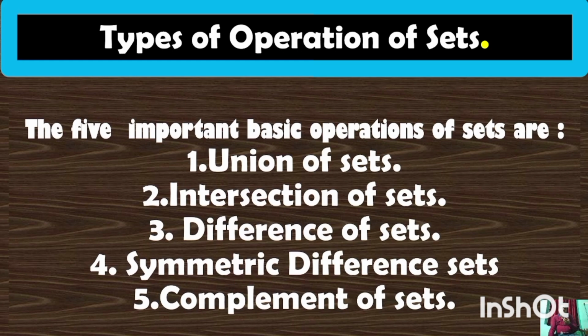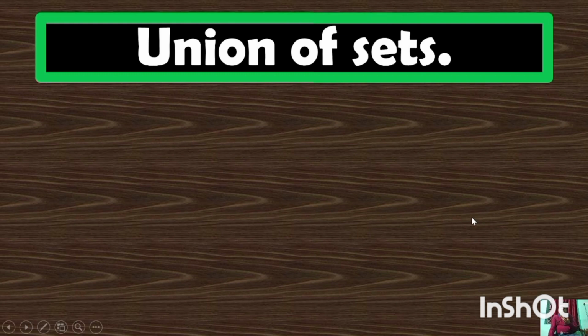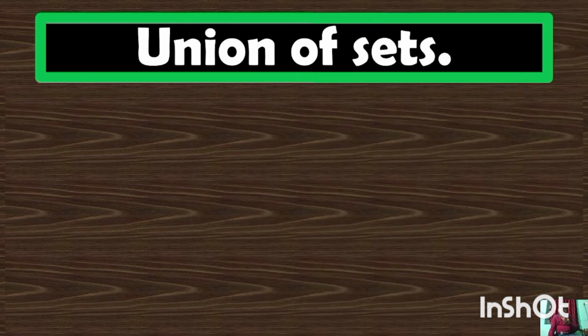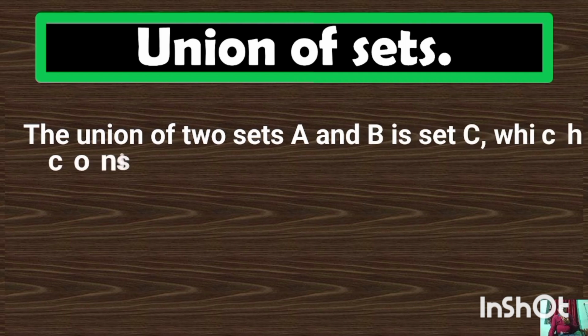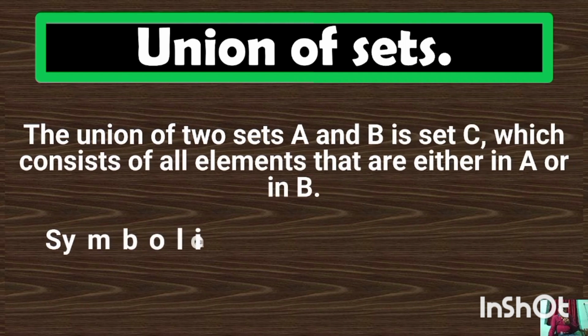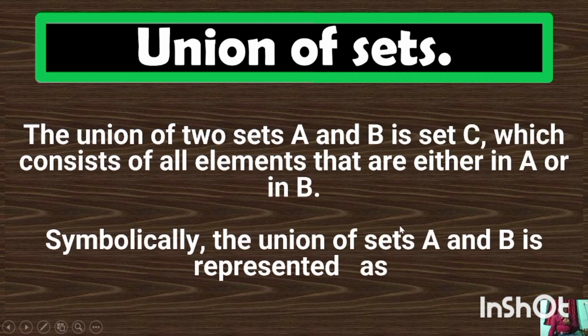Okay? Understand? Let's see here, first of all, the union of sets. What is the set union? Union of sets. Right? So what is the set union? Union means combination. The union of two sets A and B is set C. When you are combining two sets A and B, and it gives rise to the formation of another single set, a new set, that set is C, which consists of all the elements that are either in the set A or in the set B.